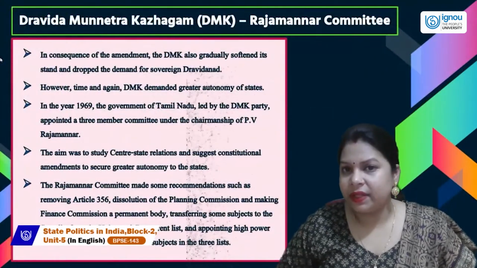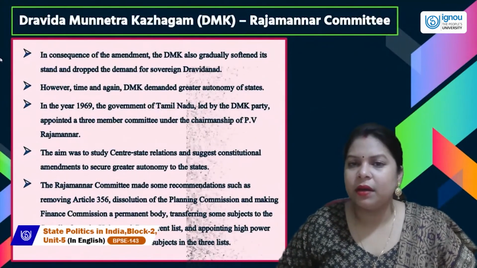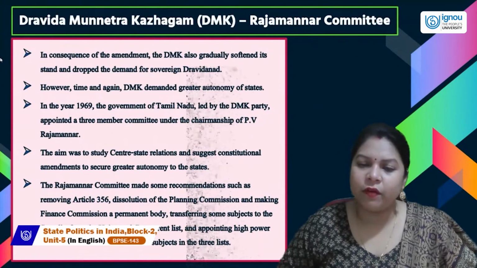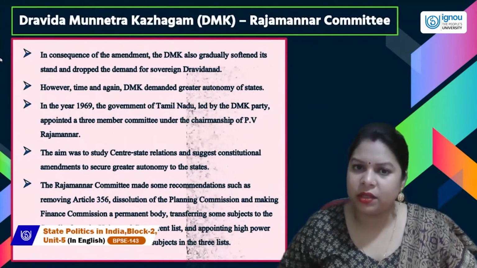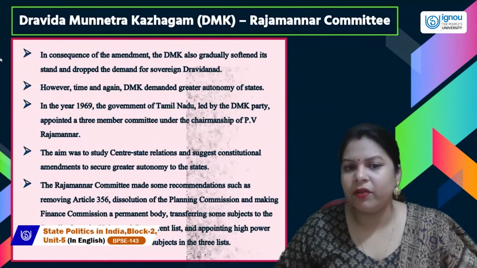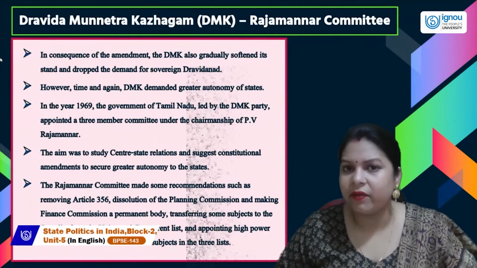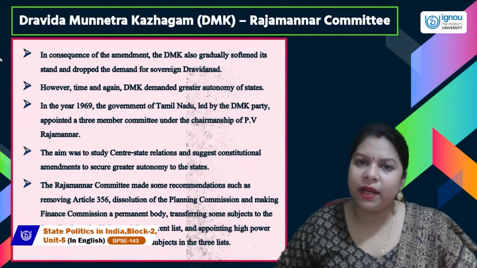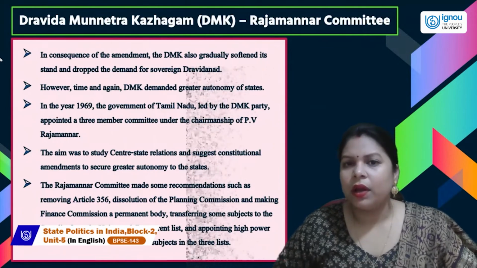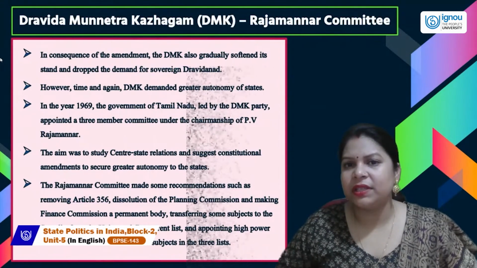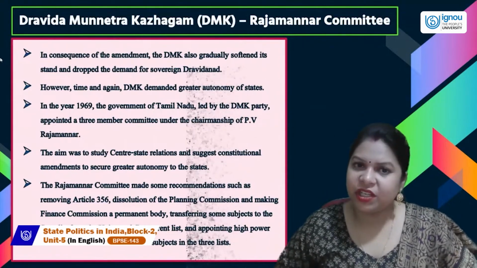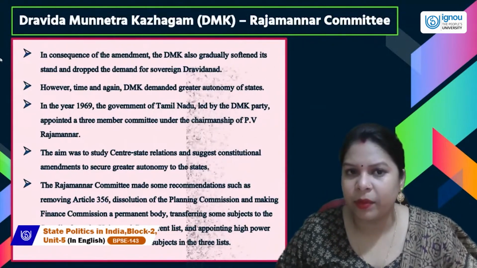So, in consequence of this amendment, the Dravida Munnetra Kazhagam also gradually softened its stand and dropped the demand for sovereign Dravida. So, after a long struggle, this party just dropped the demand for sovereign Dravida that they were wanting. However, time and again, the Dravida Munnetra Kazhagam demanded greater autonomy of states. So, it is not that the issue was just solved, but time and again it emerges, and they demand a greater autonomy of states.